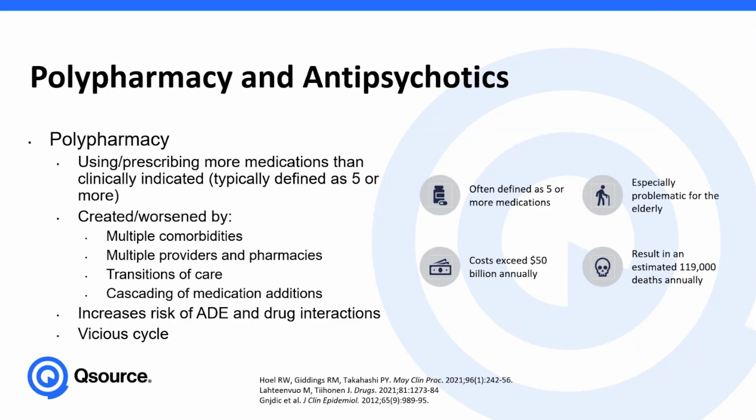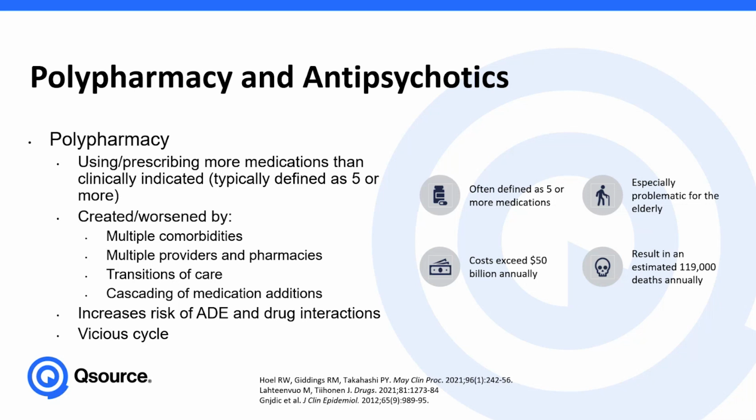So polypharmacy, this is using more medications than clinically indicated. It's typically when somebody's on 5 or more medications. It could be because they have multiple comorbidities. It could be because they have multiple providers or multiple pharmacies. It could occur at transitions of care where patients have a snowball effect, pun intended, with everybody in Tennessee mostly getting hit with snow yesterday.